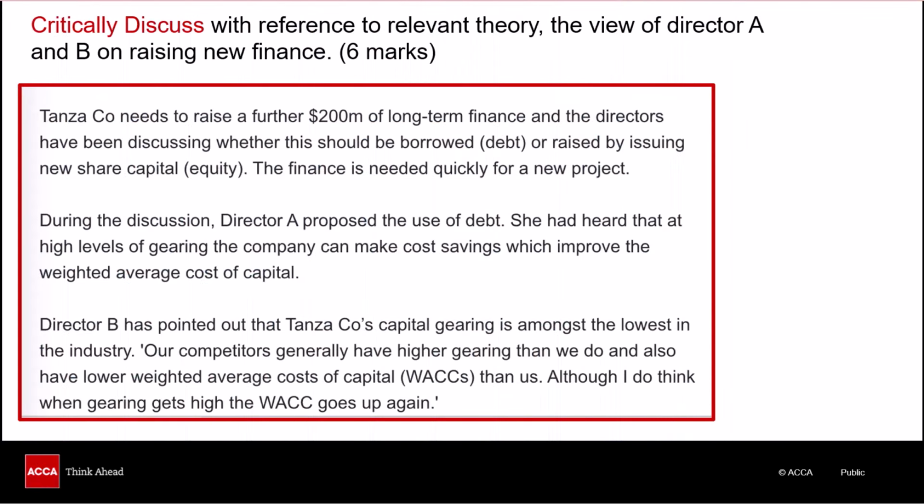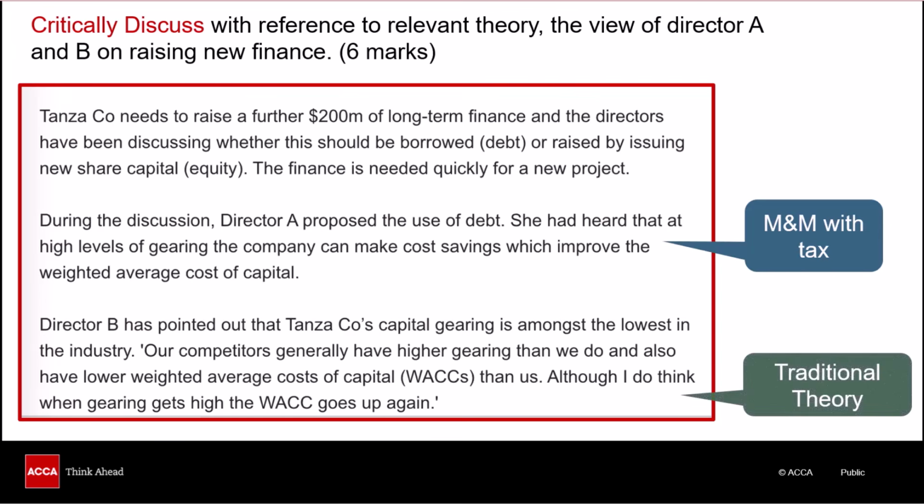So here's an example from the financial management syllabus. It says here, critically discuss with reference to relevant theory the view of Director A and B on raising new finance. Now this is for 6 marks. So 6 marks requires 6 points, 6 full sentences, no bullet points. So Tanza Company here has 2 directors, and the theories that they're talking about are to do with capital structure theory, to do with gearing in the company. Director A is talking about Modigliani and Miller with tax, and Director B is talking about the traditional theory.